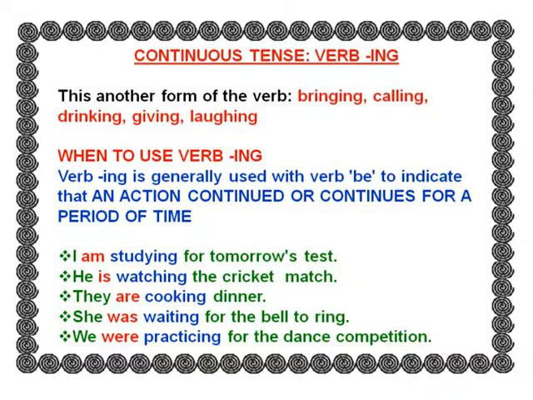There is the 5th form of the verb called the continuous form or verb ing. Bringing, calling, drinking, giving, laughing. When to use verb ing? Verb ing is generally used with verb be to indicate that an action continued or continues for a period of time. I am studying for tomorrow's test.